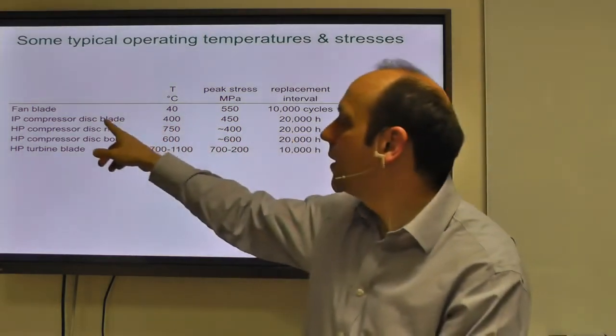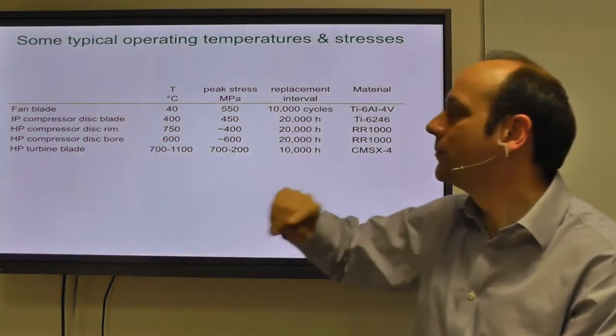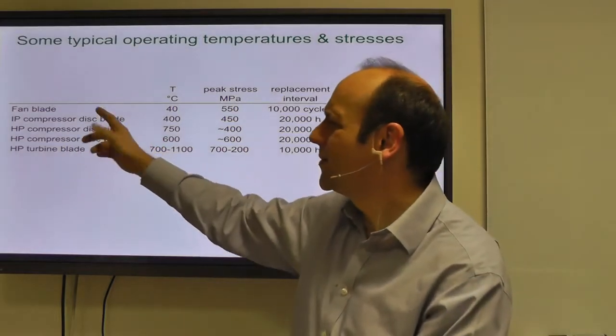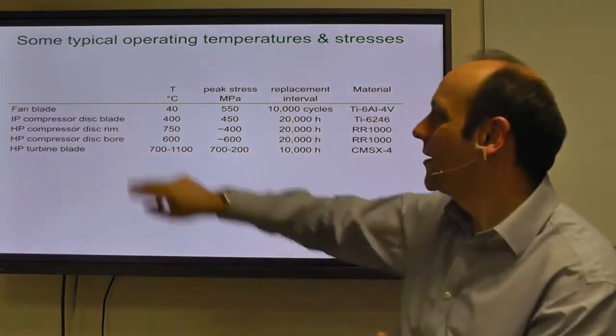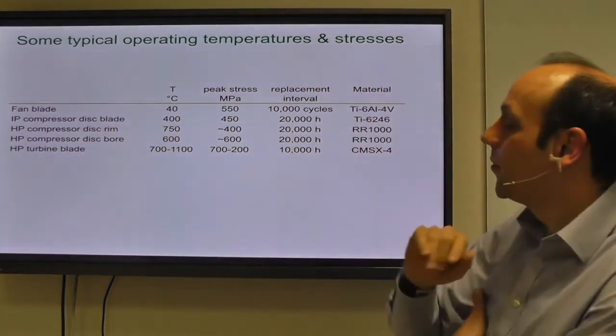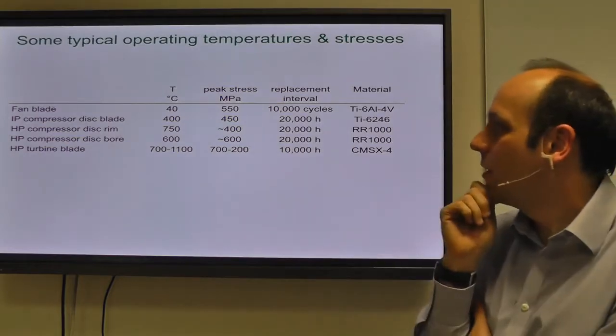Here in the disc here, sorry, that should be a disc rim. Sorry, that should be a disc. Yeah, ignore the blade there. That's it out of an alloy like Ti 6246, an alpha beta alloy.